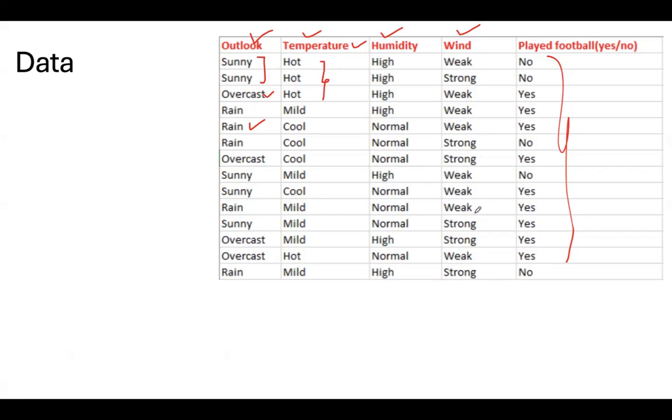Why should I ask about temperature first? Why should I ask about humidity first? Why should I ask this question? Now I need to answer this. Okay. And Sanad, you and Jihad, you just said that we should ask about outlook. Why is that? Why should you ask about outlook?